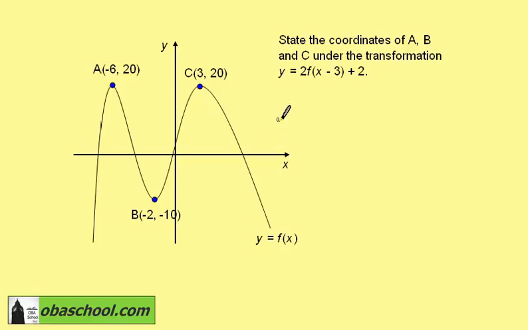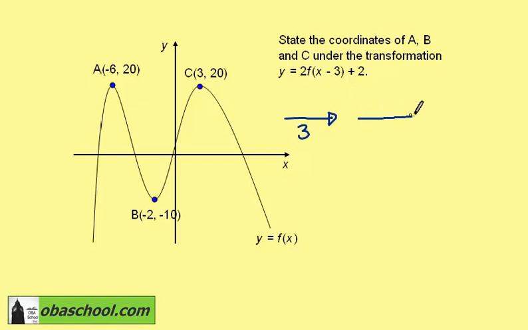Using the same graph as in example 1, we want to state the coordinates of A, B and C under the transformation y equals 2 times f of (x minus 3) plus 2.